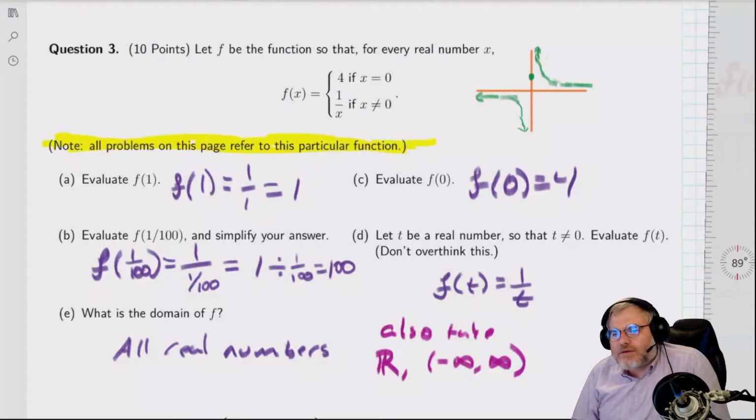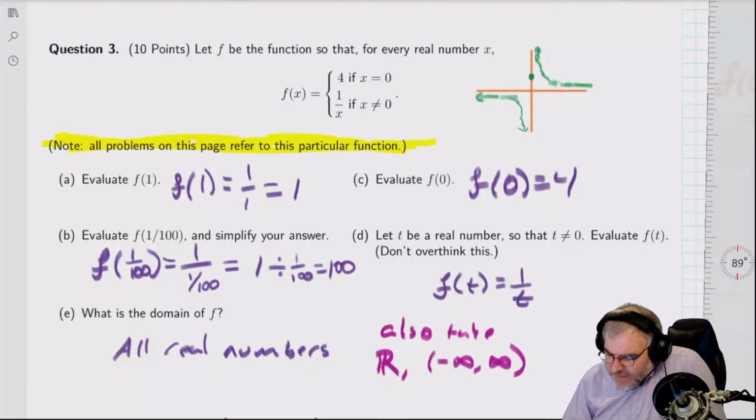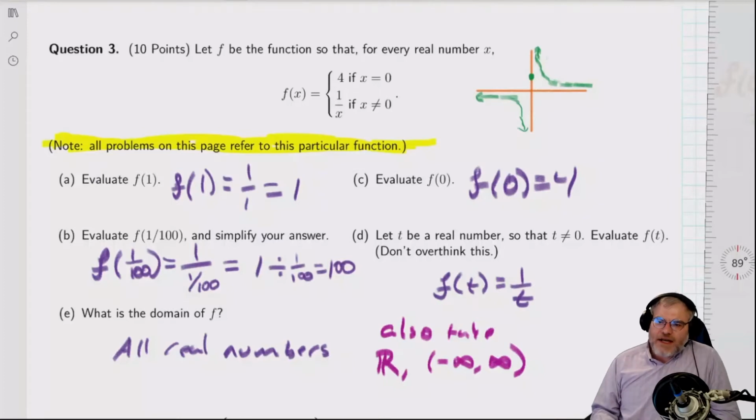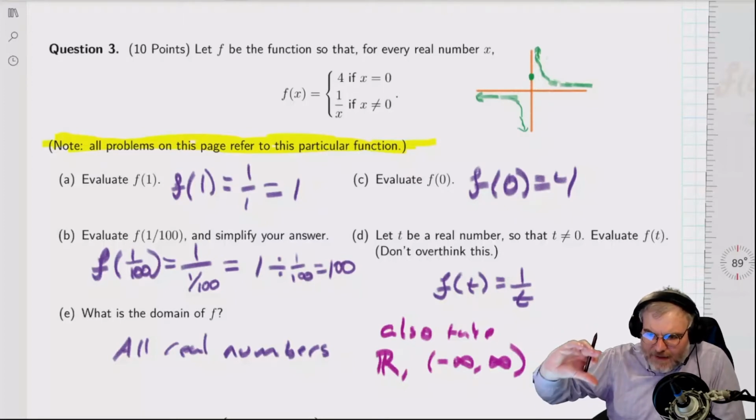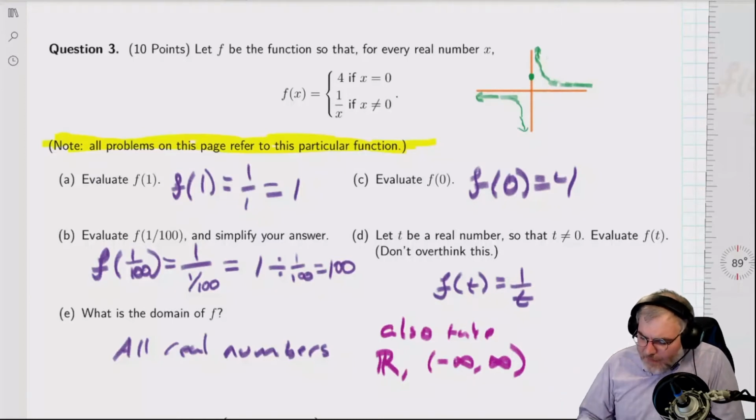Okay. So here we've got kind of the answers to this thing. This is what it looks like. Now, f of 1, well, if I plug in 1 for x, I use this rule here, correct? So I get 1 over 1, that's 1. Whereas for f of 0, it's 4. And then f of 1 over 100, well, that's 1 over 1 over 100, which is 1 divided by 1/100th, which is the same thing as 100, right? I flip it over when I multiply by the reciprocal when I divide the fraction, and I wind up with 100.